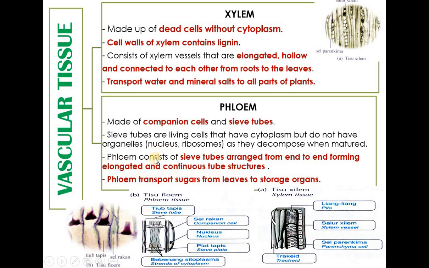What is the function of the phloem? Phloem transports sugar or photosynthesis products from leaves to the storage organs. For example, storage organs are fruits and also tubers. Don't worry about the vascular tissue because we will learn more in the next topic. This is the structure of the xylem tissue and this is the structure of the phloem tissue.